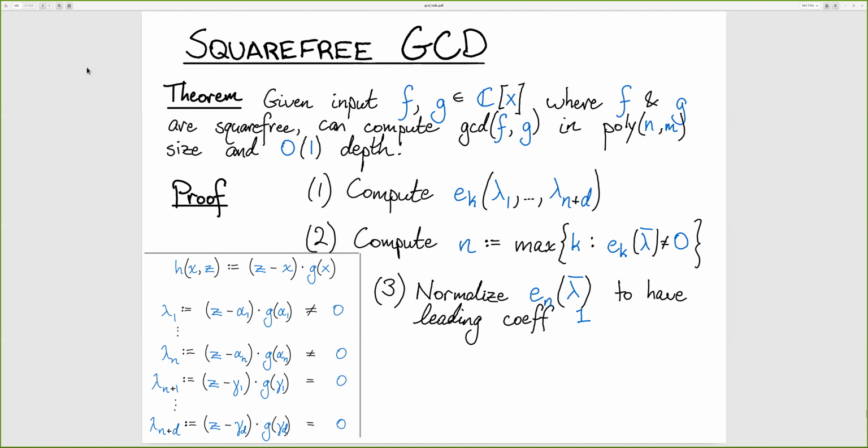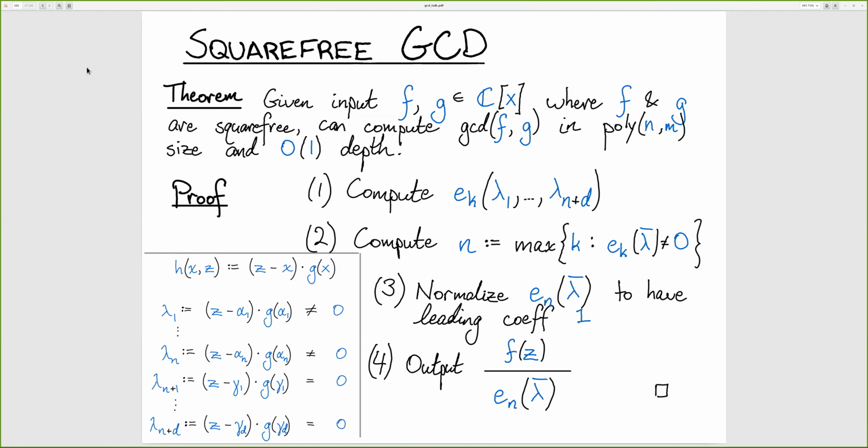Okay, so you normalize this to have leading coefficient 1, and you output this quotient as the GCD of f and g. Well, that's it. That's how you get the GCD of square-free polynomials. And it turns out that a pair of random polynomials will be square-free. So on almost all inputs, we can get the GCD correct.